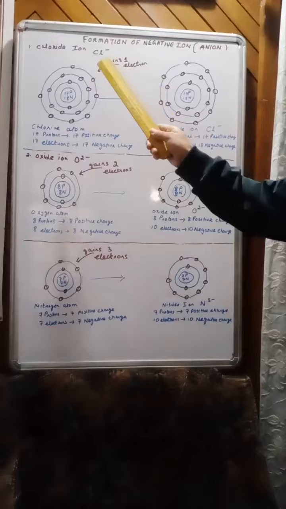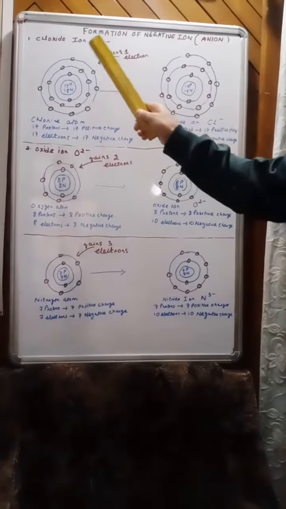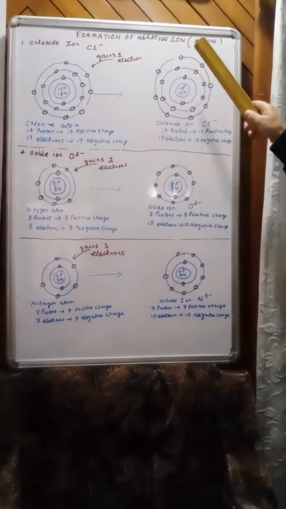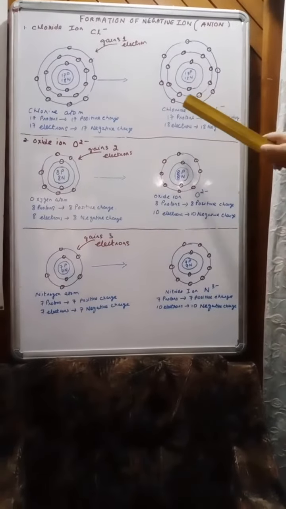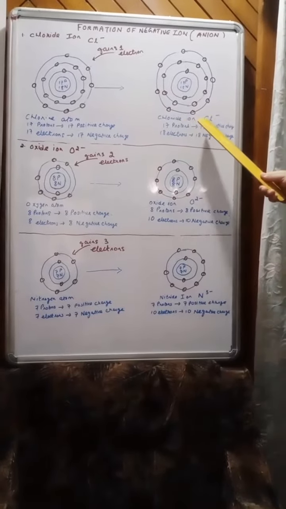So to become stable, it gains 1 electron. When it gains 1 electron, 7 plus 1 becomes 8. So now the chloride ion has 8 electrons in the outermost shell, so therefore it becomes stable. Now, why does this chloride ion have a negative sign?